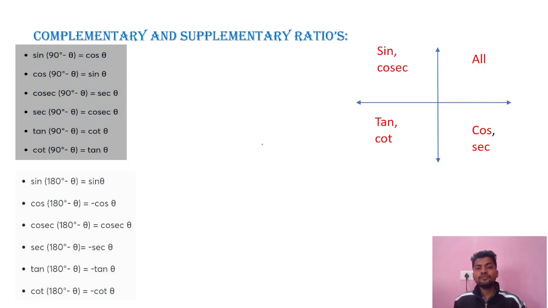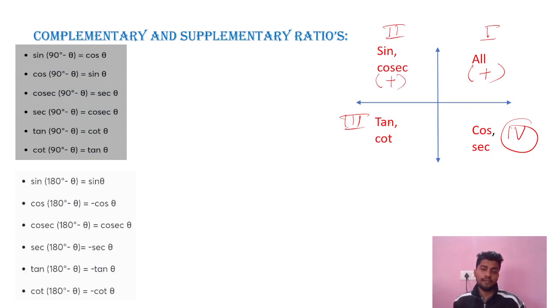Now, as we know, according to sign conventions, this is the first quadrant, this is the second quadrant, this is the third quadrant, and this is the fourth quadrant. In the first quadrant, all 6 trigonometric ratios are positive. In the second quadrant, just sine and cosec are positive, the other 4 are negative. In the third, tan and cot are positive and the other 4 are negative. In the fourth, cos and sec are positive, the others are negative.